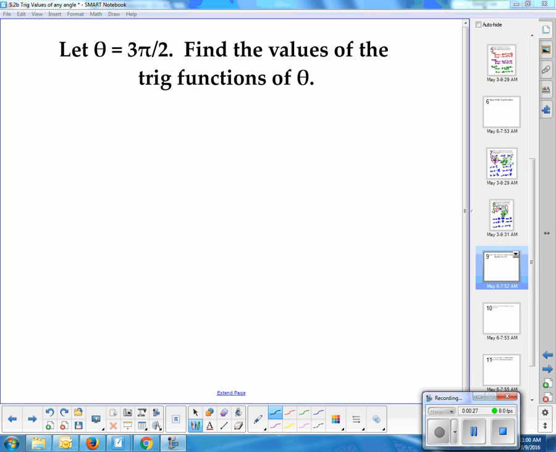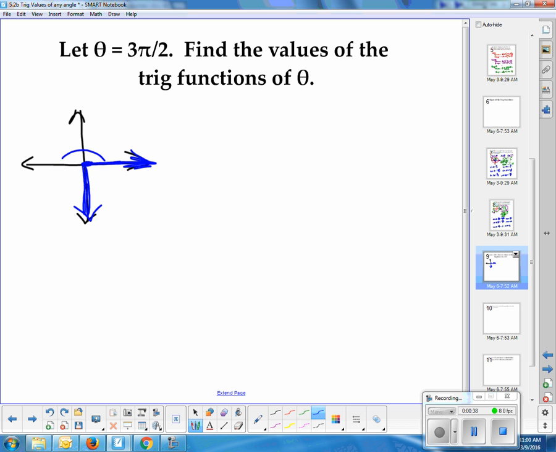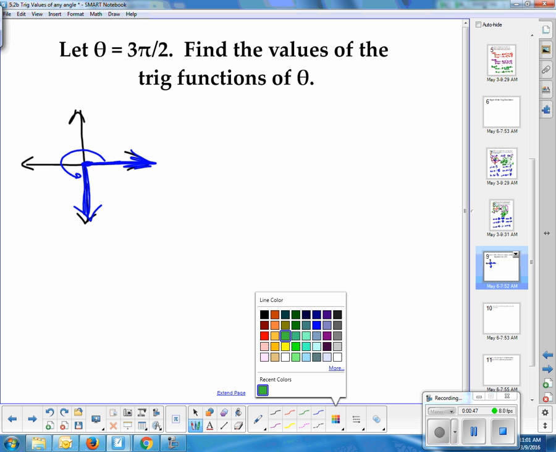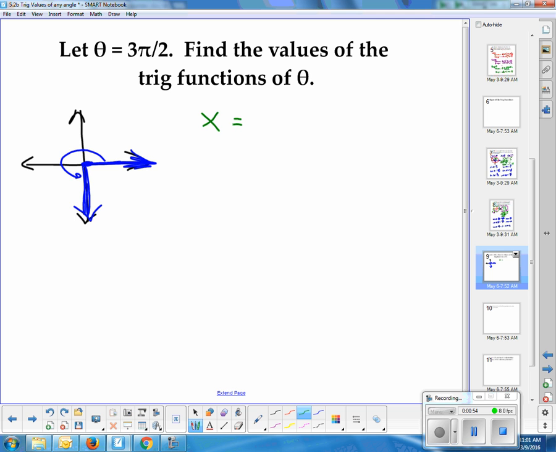So in this particular case, I know my actual angle, so I can draw it out in standard position: my initial ray and a terminal ray and an amount of rotation. That's what an angle of 3 pi over 2 radians would look like. From here, when dealing with the circular definitions, I'm really concerned about 3 values: the value of x, the value of y, the value of r.